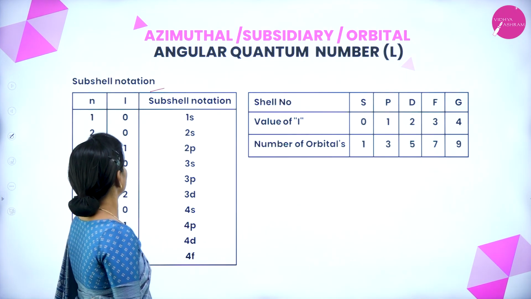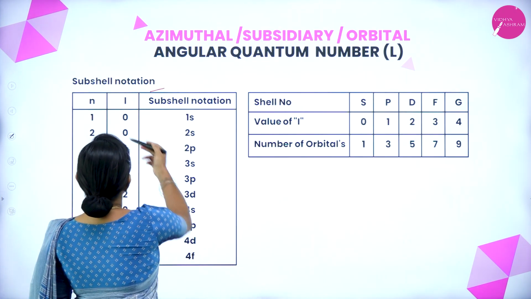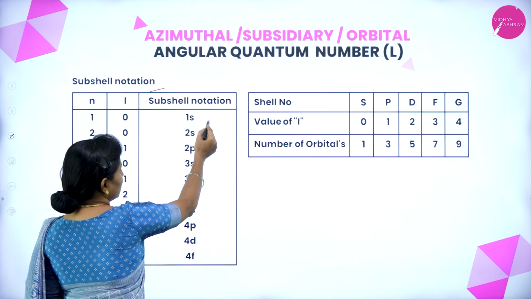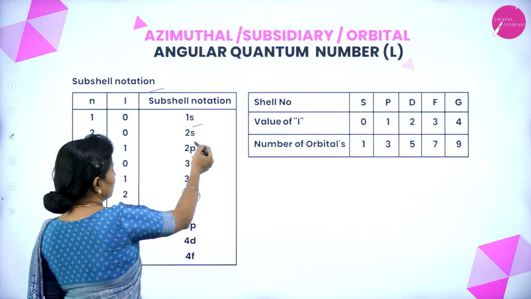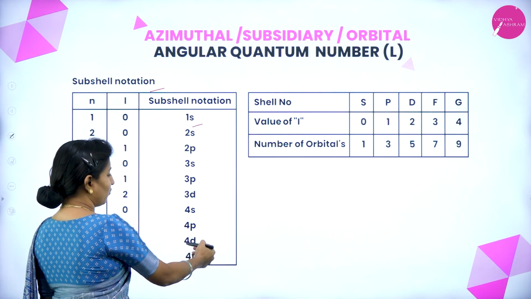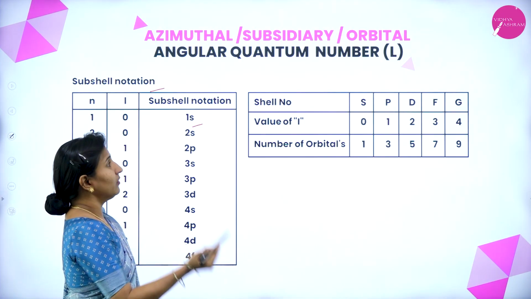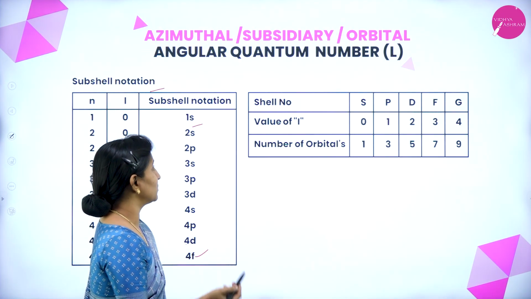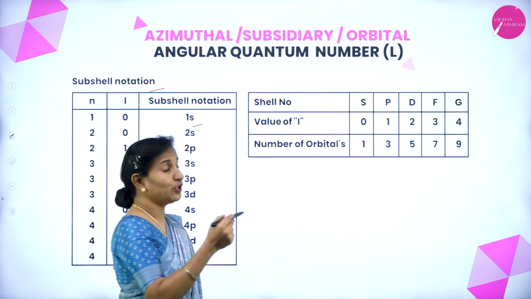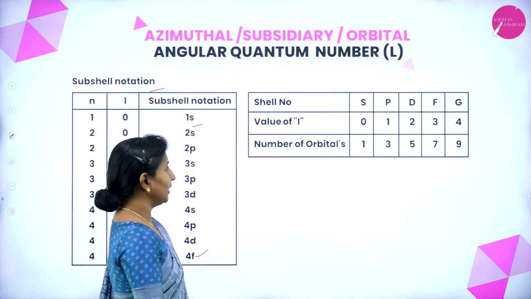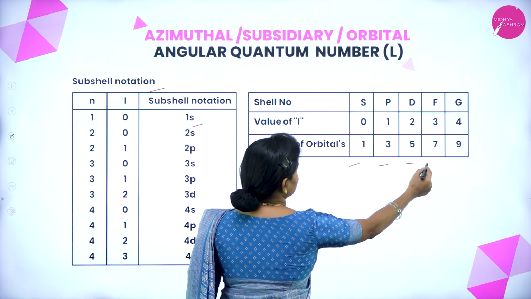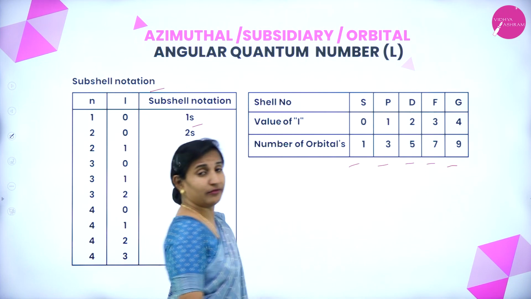Subshell notation. If the value of n equals 1 and l equals 0, the subshell notation is 1s. Then 2s, 2p, 3s, 3p, 3d, 4s, 4p, 4d and 4f. The value of l equals s, p, d, f, g, that is 0, 1, 2, 3, 4 respectively. The number of orbitals is 1, 3, 5, 7, 9 respectively.